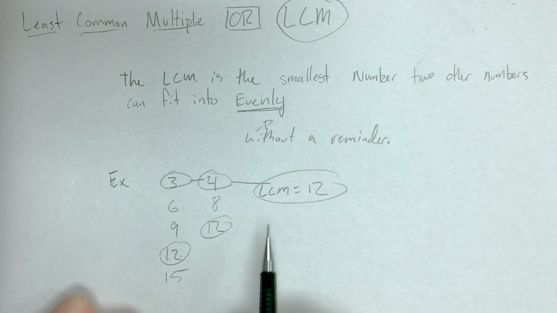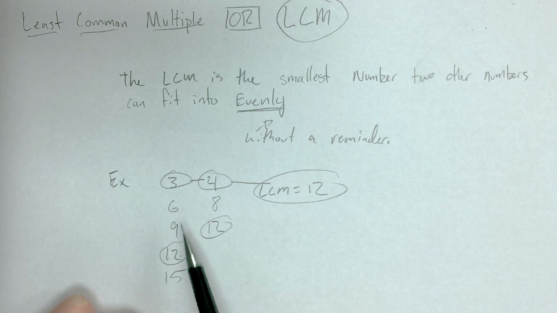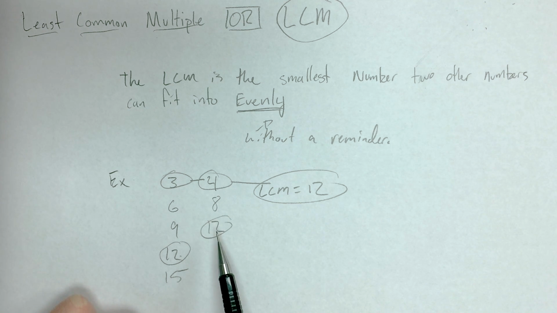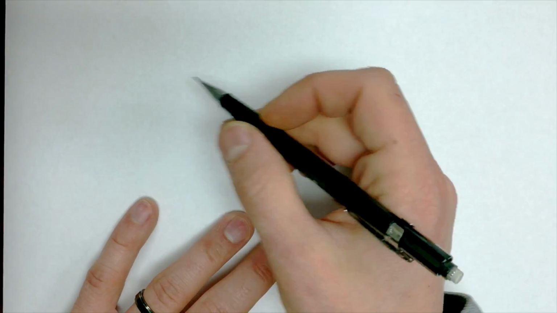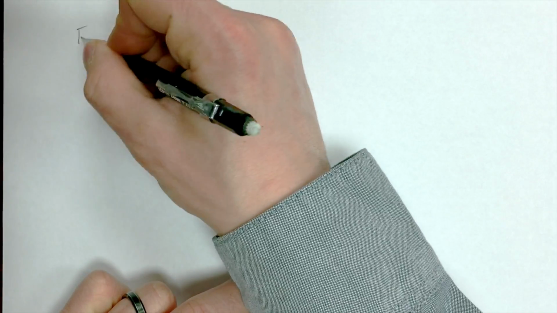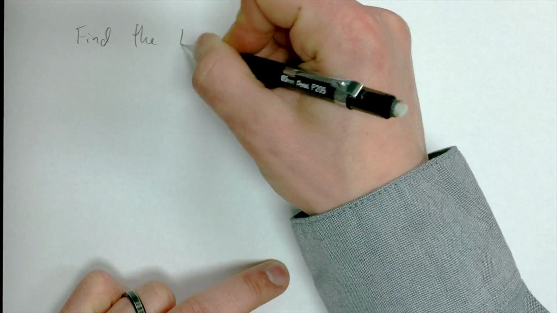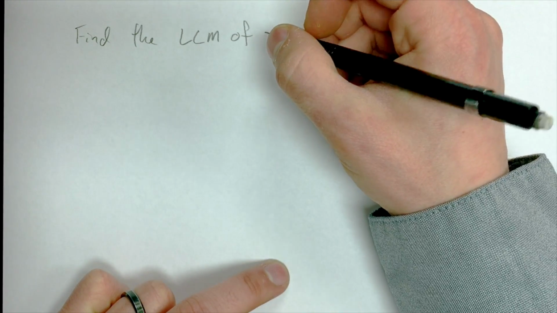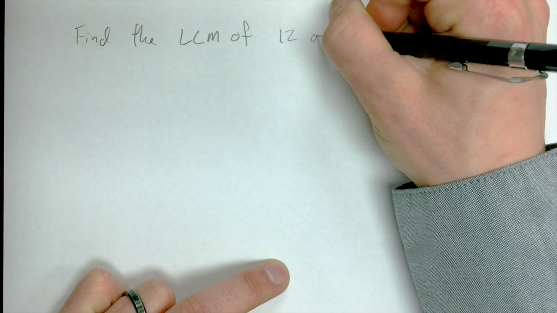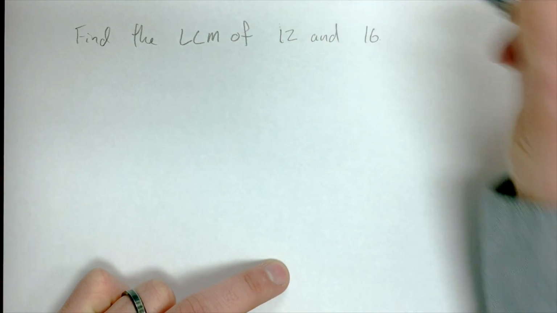Okay? Now, it's not always that simple. You could count like that, but you'd be counting forever a lot of times. But there's another way to do it, and it has to do with a couple different steps. And we're going to learn those different steps. Okay, so now let's talk about the steps, and we're going to do an example to learn it. So I'm going to write find the least common multiple of, let's say 12 and 16.